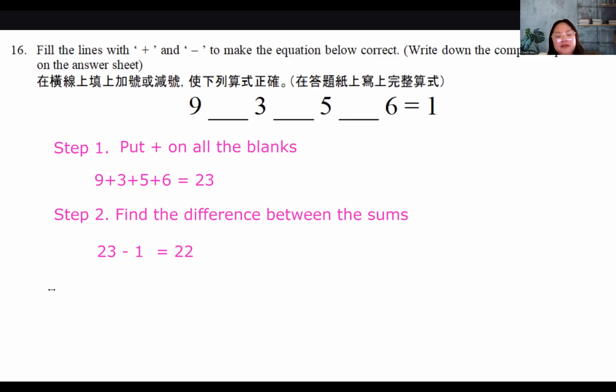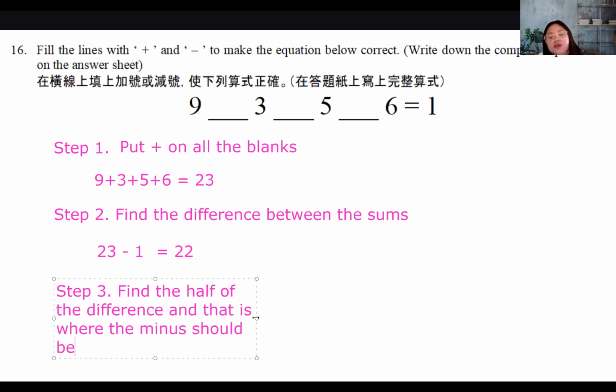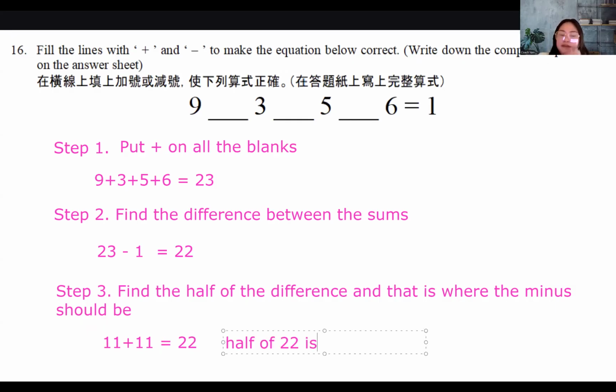Now, step 3, find the half of the difference. And that is where the minus should be. So what do we mean? Find half of the difference. The difference is 22. So if you do 11 plus 11, that is equal to 22. Therefore, half of 22 is 11. So this is where the minus sign should be, right?